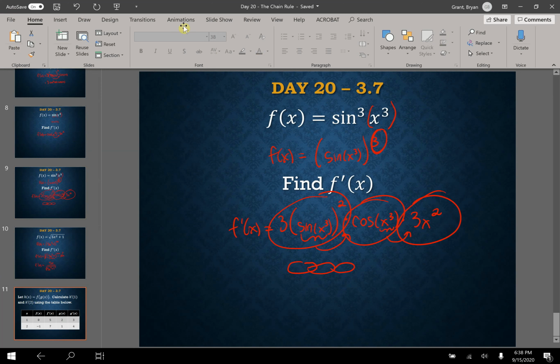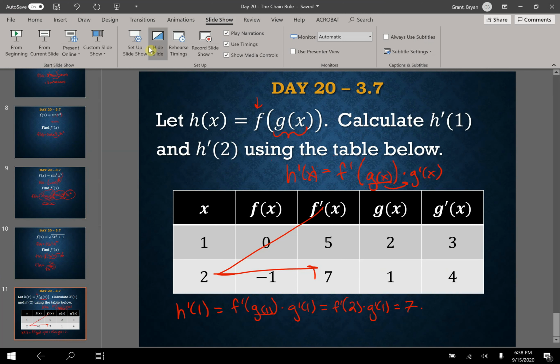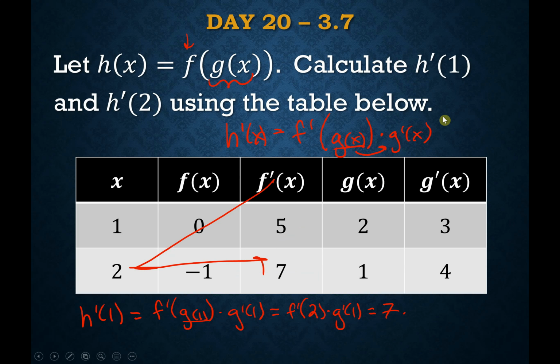Let's come back here and let's start my slideshow from the current slide, please. There we go. And we get 7, and g prime of 1, that's over here, is 3. And I think I'm looking at 21.